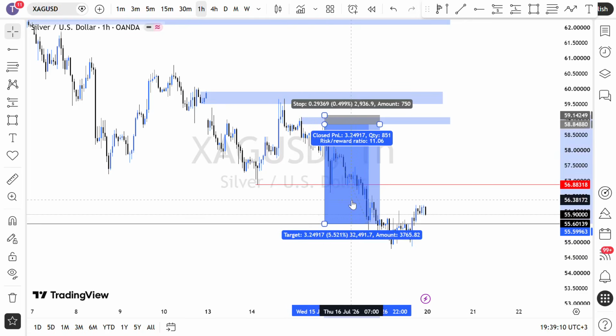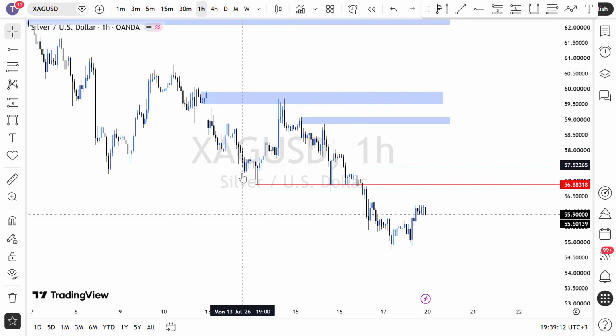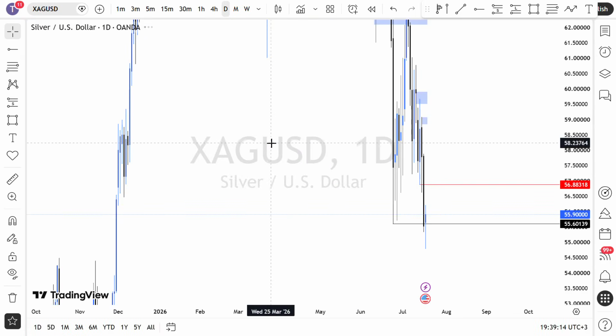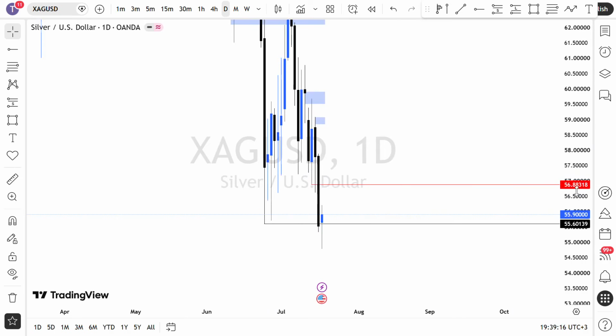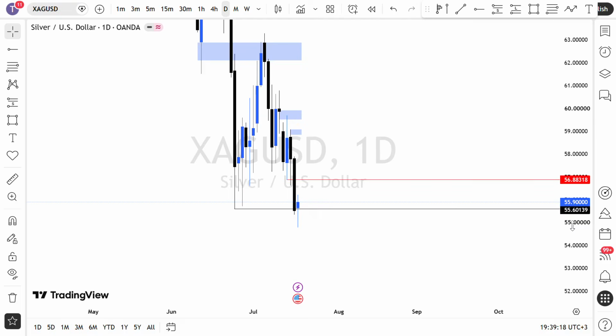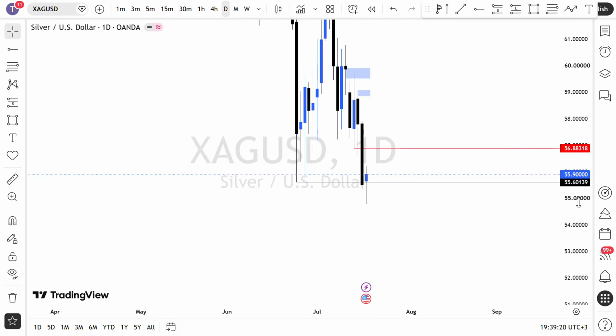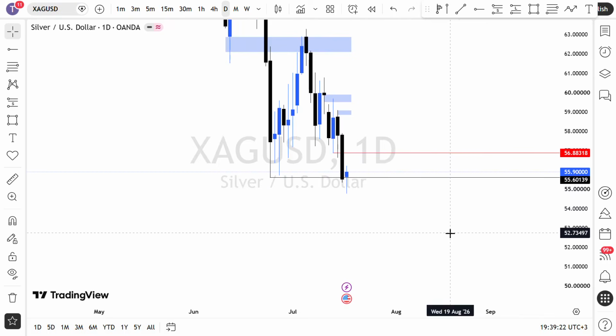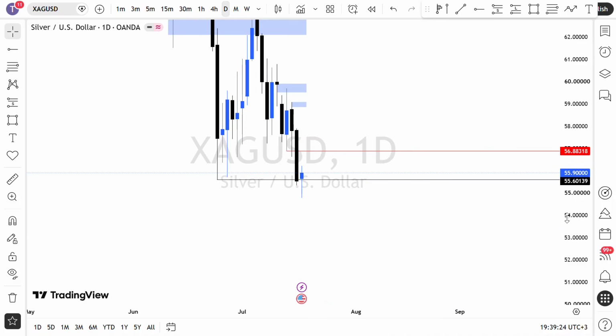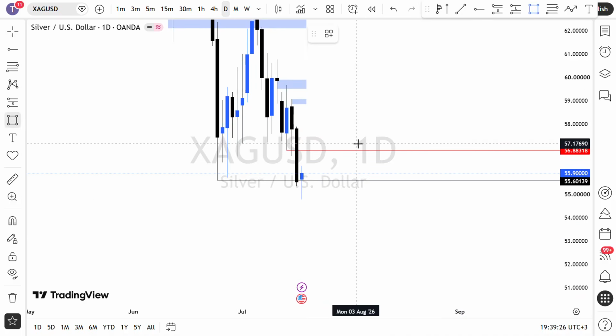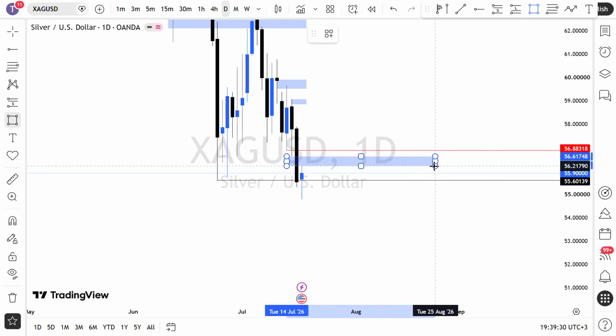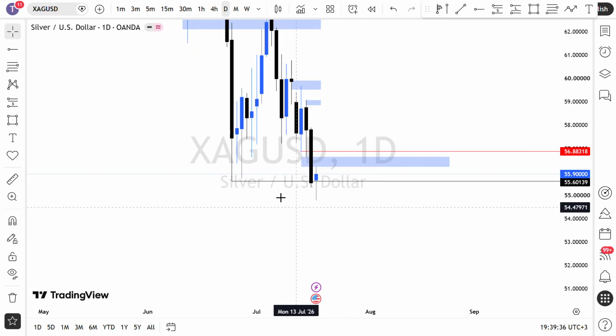So as of now on silver, on the daily time frame, we have a very beautiful fair value gap, and I think price will be looking to come and fill in that fair value gap before we look for more sales to the downside. So we have this beautiful fair value gap here, and once price fills in that fair value gap, I'll be looking to see if price will be dropping even more to the downside.